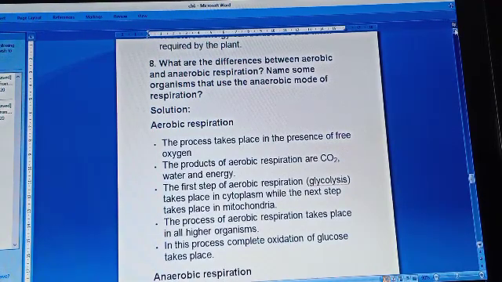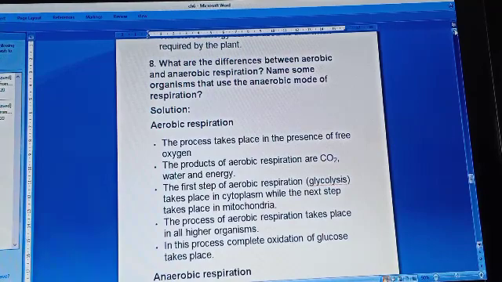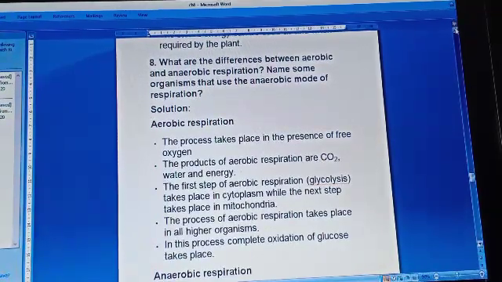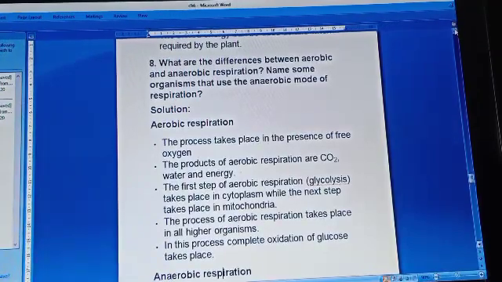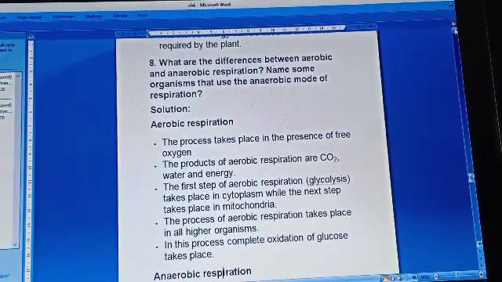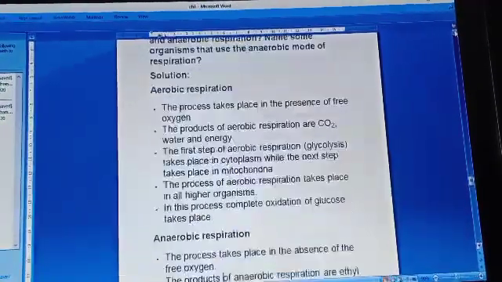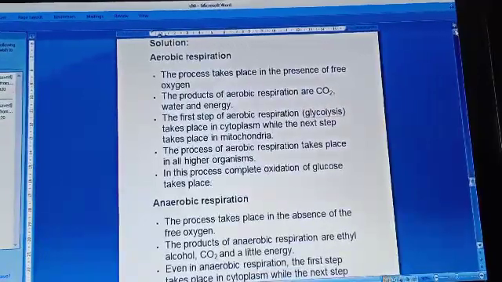In anaerobic respiration, one example of an organism is yeast. We see already in the equation that in the absence of oxygen, the yeast forms ethanol and carbon dioxide. Let's see the difference.